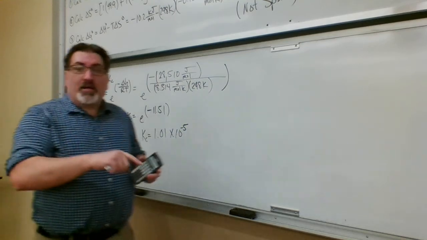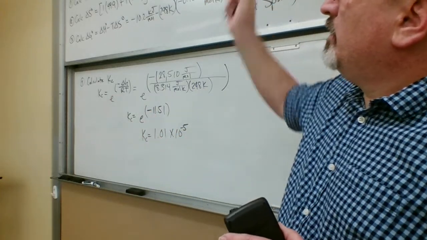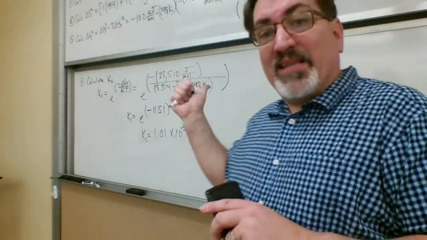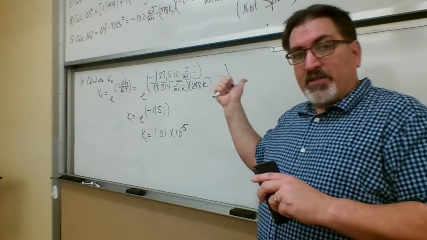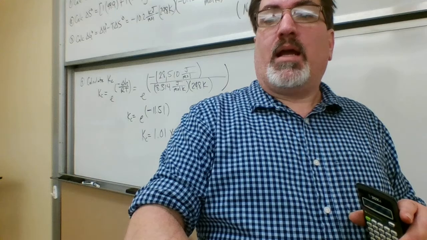All right, I'm going to do the rest in a new video, but we're going to use the same equation, 2A goes to B plus C, with the same H, S, and delta G values. Okay? Hang on just a second.